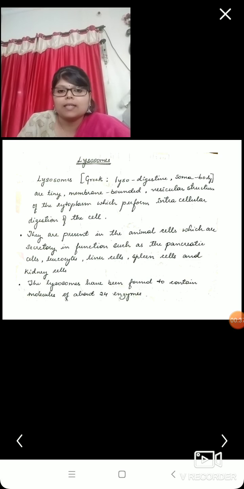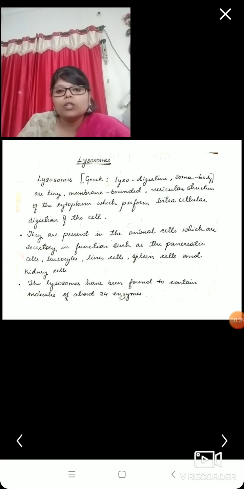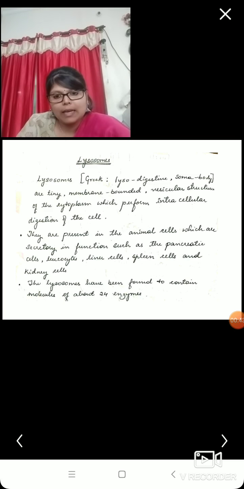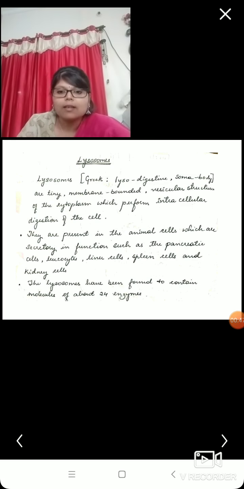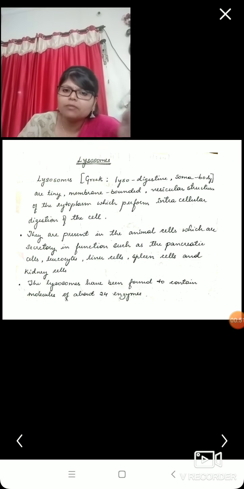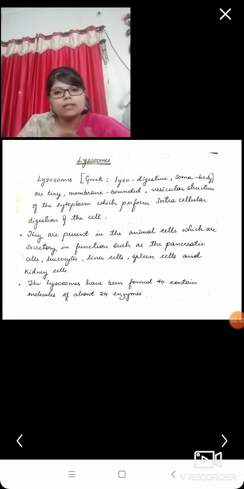They are present in animal cells which are secretory in function, such as the pancreatic cells, leukocytes, liver cells, spleen cells and the kidney cells. Each cell has a different function. If you come to the leukocytes, they are defensive in function, that you know, right?